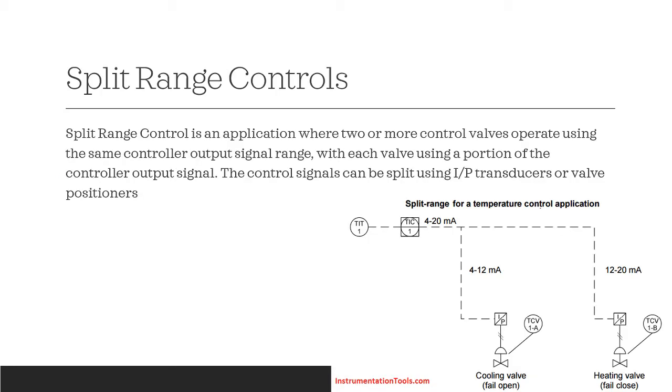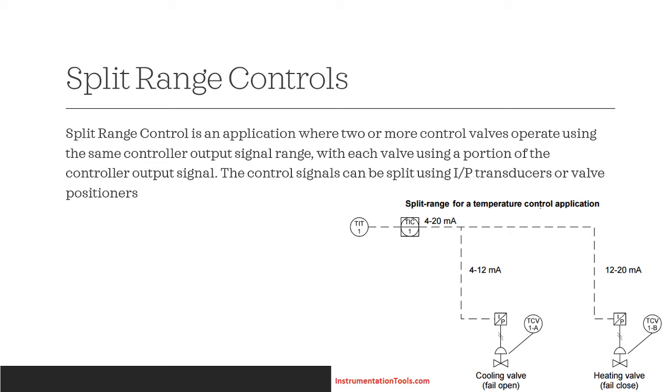Split range controls. Split range control is an application where two or more control valves operate using the same controller output signal range, with each valve using a portion of the controller output signal. The control signals can be split using IP transducers or valve positioners.